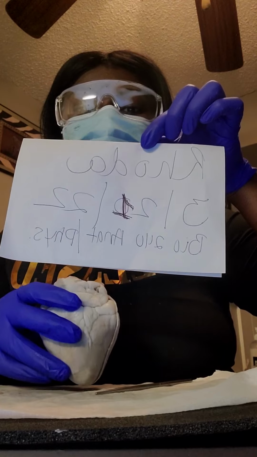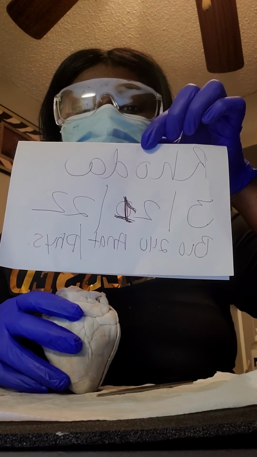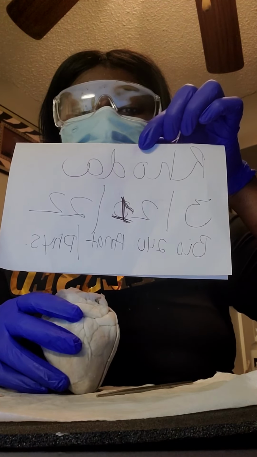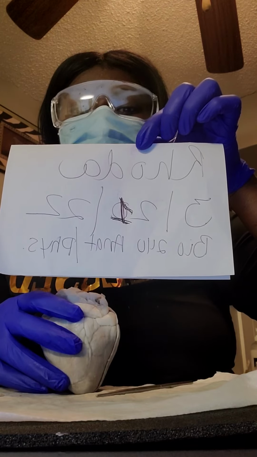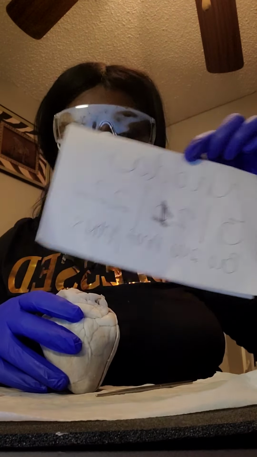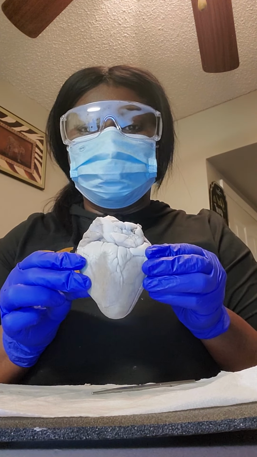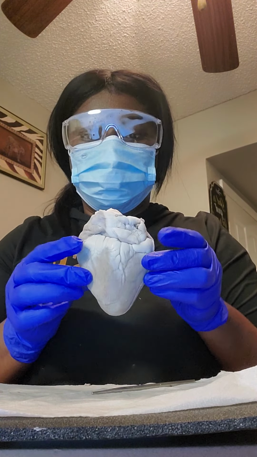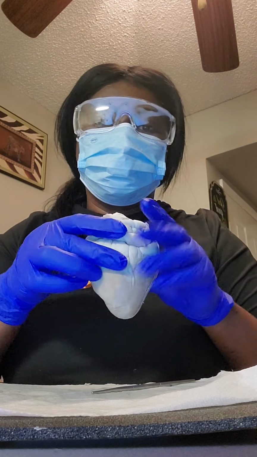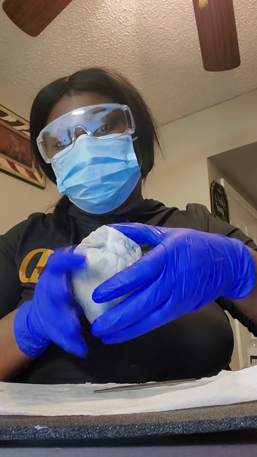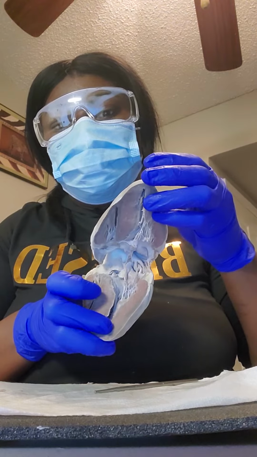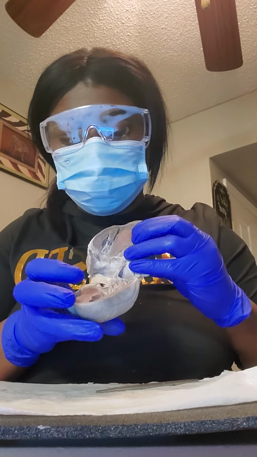Today's date is March 21st, 2022, and this is Bio 240 Anatomy and Physiology. And today's activity is dissecting a sheep heart. This is the external and internal layer of the sheep heart.